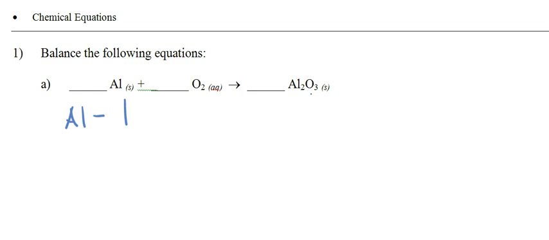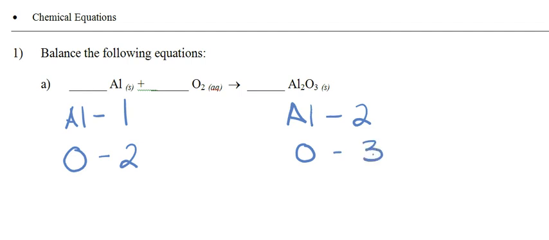Alright, getting back. So we have 1 aluminum on the left side, and oxygen is the only other element present. We have 2 of those. Alright, on the right side, or the product side, we do have 2 aluminums, and the oxygen, we have 3. When these numbers are the same, you're balanced. Okay, so it seems like, oh wow, that's really, really basic. Yeah, it is.